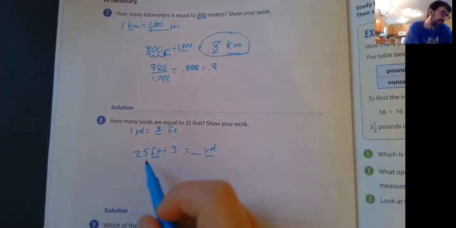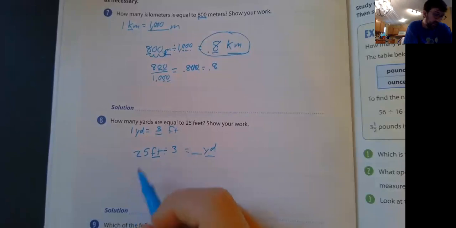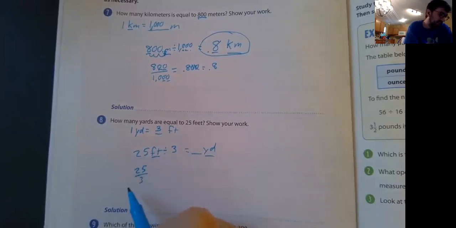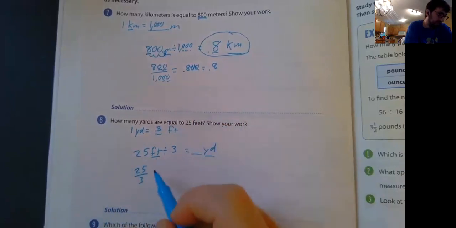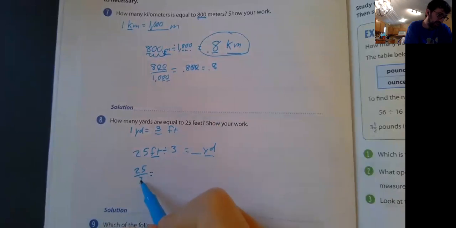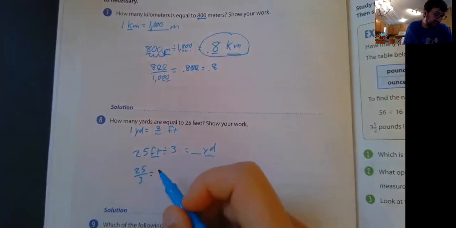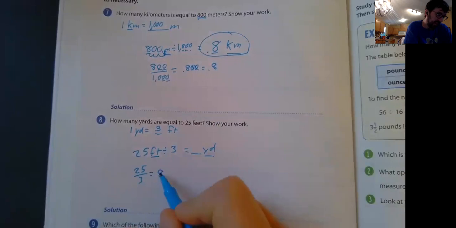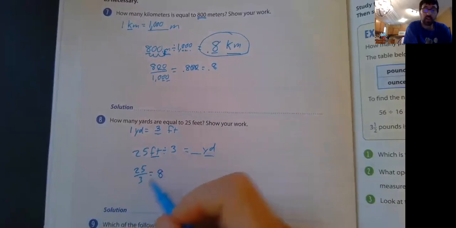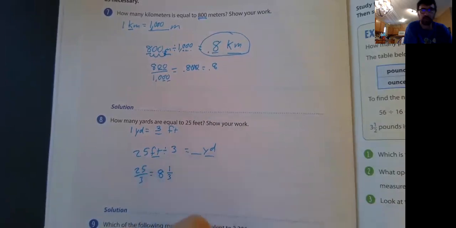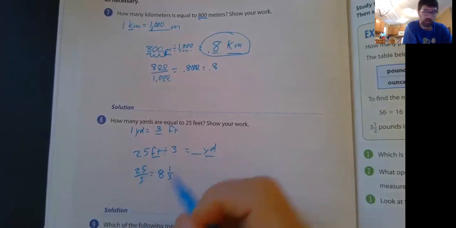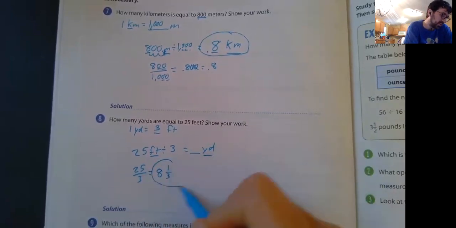Okay, so again, we have 25 divided by 3. Now, 25 divided by 3 equals 25 thirds. Now, if you need to draw out the big 7 to solve this, that's fine, you can do that. I'm just going to use some strategy here and think how many groups of 3 can I get out of 25? Well, I know 8 times 3 is 24. That leaves one left over, so it will be 1/3 left over. So it would be 8 1/3. And this would be my answer.